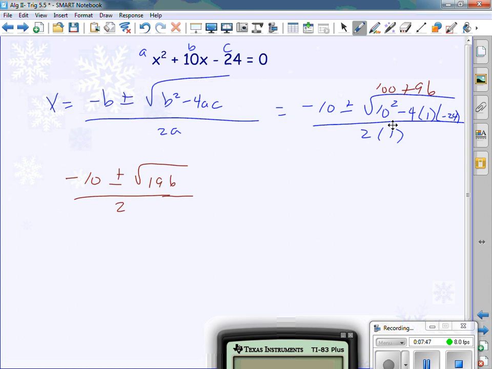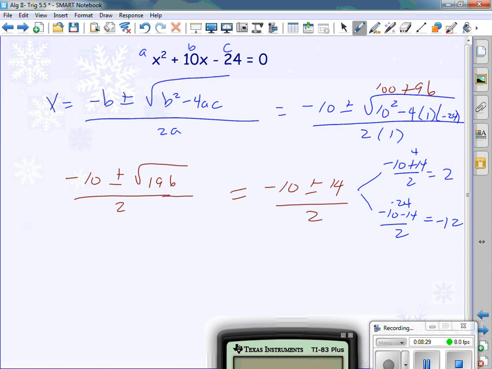Do I know the square root of 196? 14. So I have negative 10 plus or minus 14 all over 2. From this, I've got to simplify it. If you leave it like this, it's not correct. I have negative 10 plus 14 over 2. What's negative 10 plus 14? 4. What's 4 divided by 2? 2. Negative 10 minus 14 divided by 2. Negative 24 divided by 2 is negative 12.